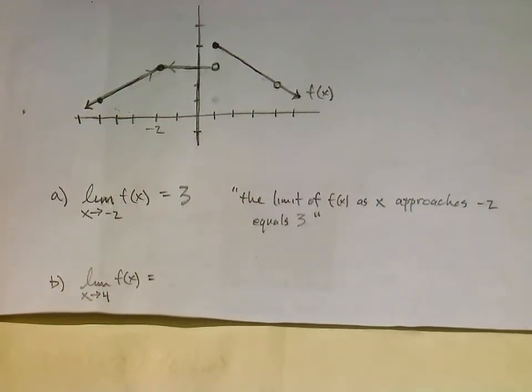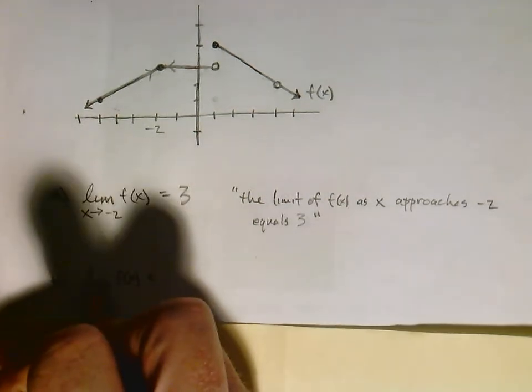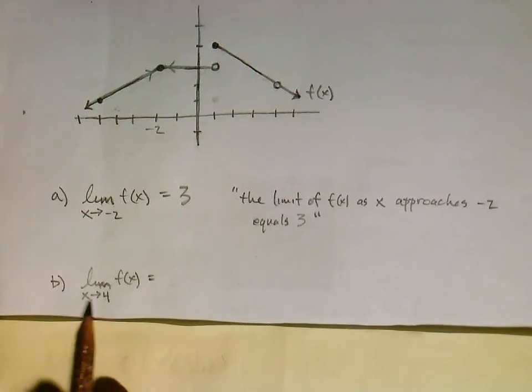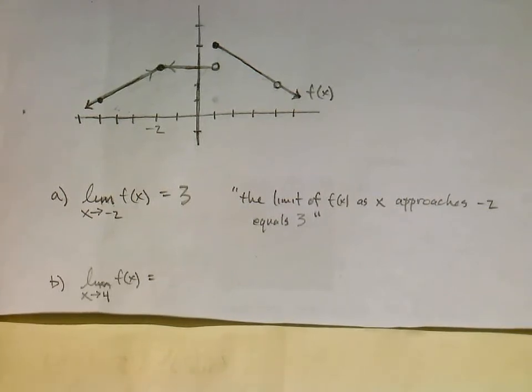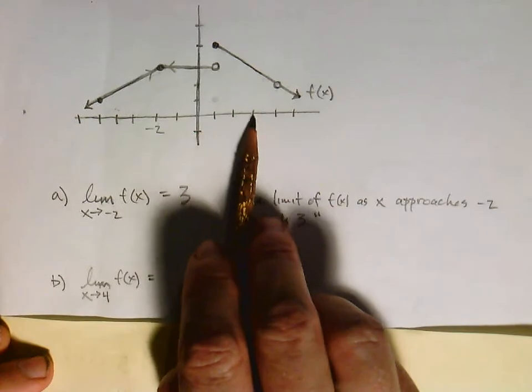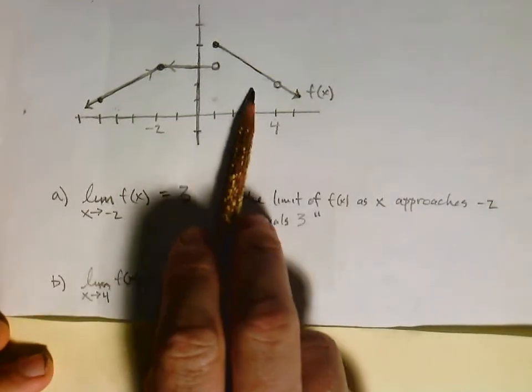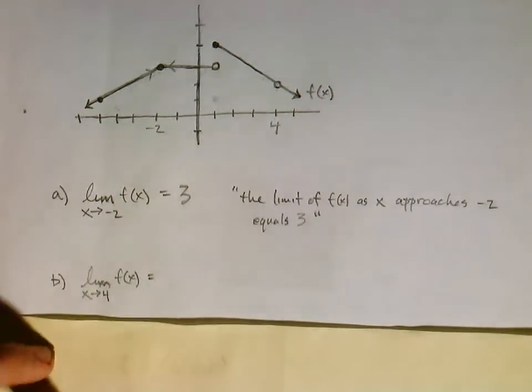Same graph, but now we're looking at the limit of f of x as x approaches 4. The limit of f of x, x arrow 4, as x approaches 4. So we'd say, okay, 1, 2, 3, 4. Here's 4 right here. We'd say, oh, that's a hole. There's a hole that occurs there.